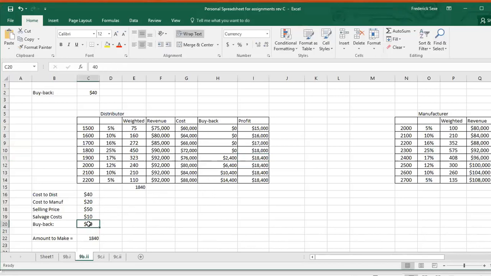I guess you'd go 39. I don't know if it's still more. Yeah, so 39, you can play with it, but let's say 40. So we say with a buyback of $40 per unit, we've bumped the profit up so that they'll be willing to buy 1,900 units. Now, in this scenario, they may buy 2,200 because what you've done is you shifted all the risk to the manufacturer.